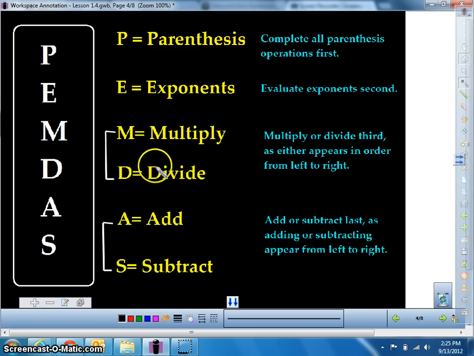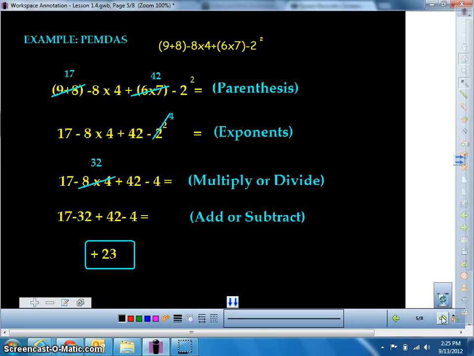And here, multiplication and division are actually equal. When we read a problem, we read it from left to right. And so multiplication and division, it just happens to be whichever one you come across first. And then the same with addition and subtraction. When we read a problem from left to right, whether it's addition or subtraction that comes first, that's what you're going to do. So let's try this.